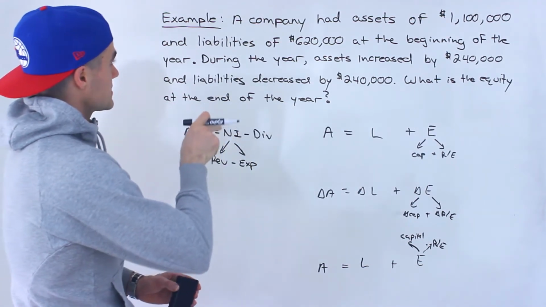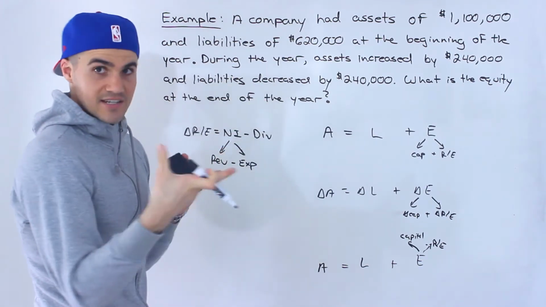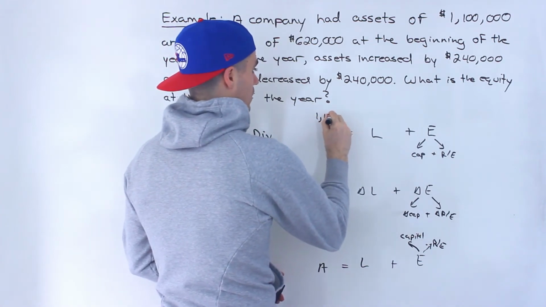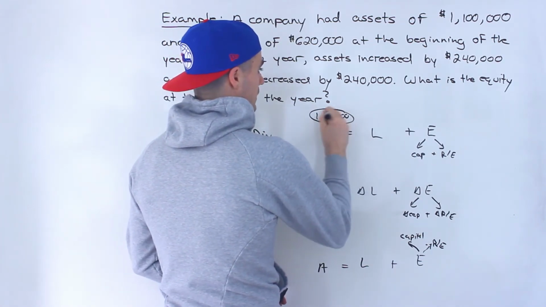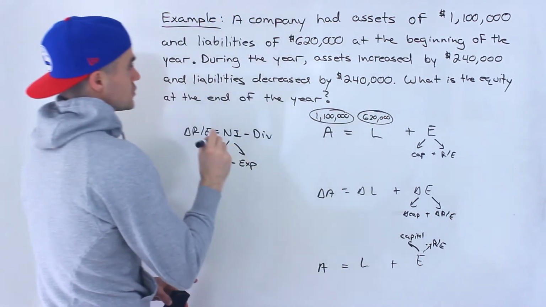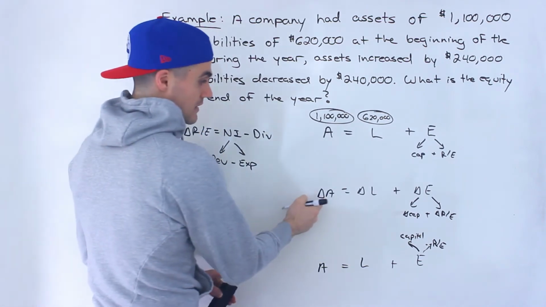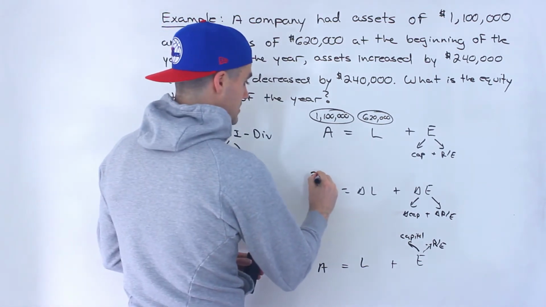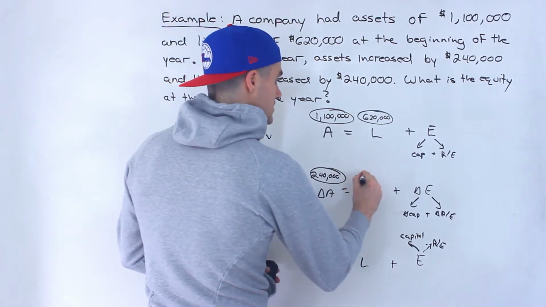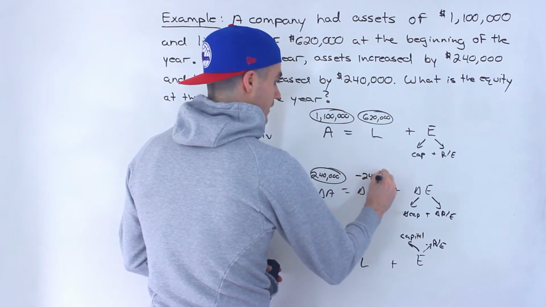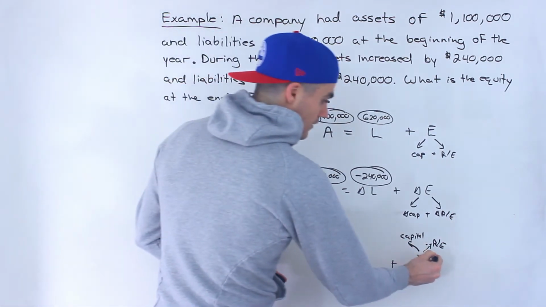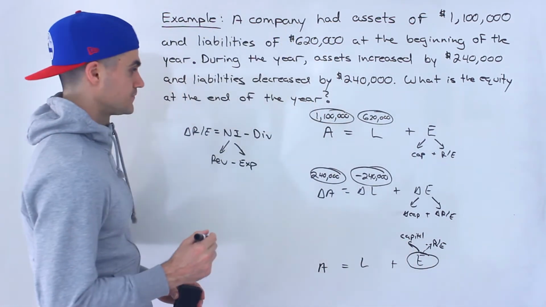So a company had assets of 1.1 million and liabilities of 620,000 at the beginning of the year, which is over here. So the assets were 1,100,000. The liabilities were 620,000. And then we're told during the year assets increased by 240,000. That's the change in assets, so that's positive 240,000. And then the liabilities decrease by 240,000. So that's a negative right there, change in liabilities. And they're asking what is the equity at the end of the year. They're asking for this amount over here.